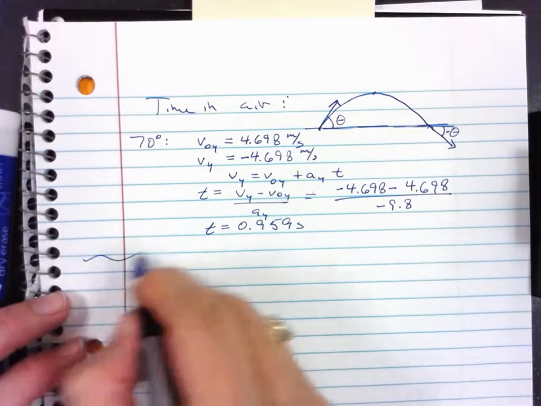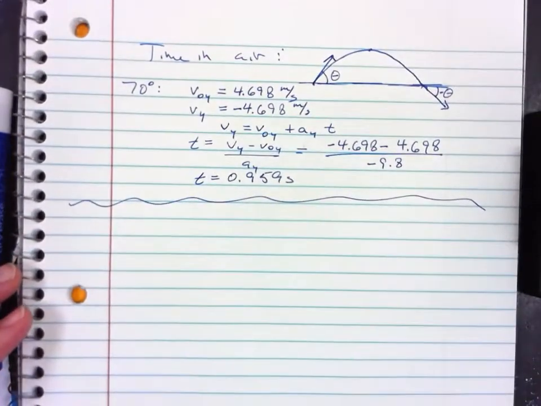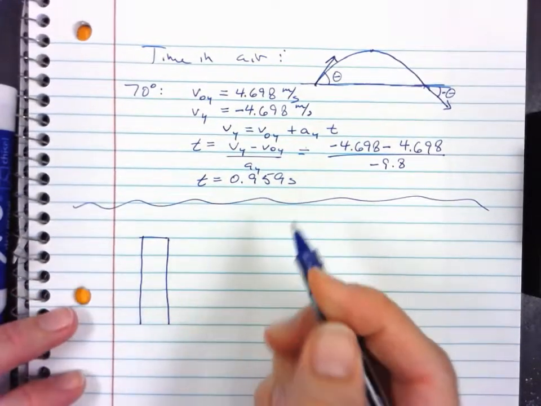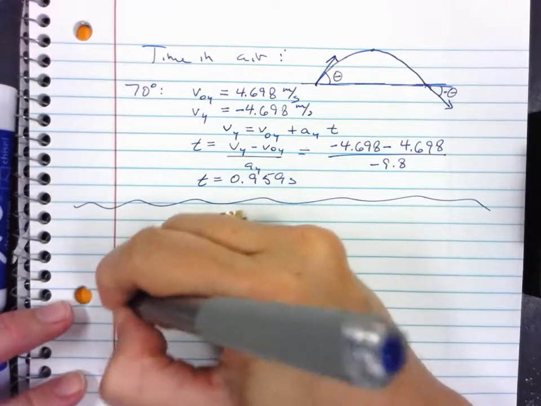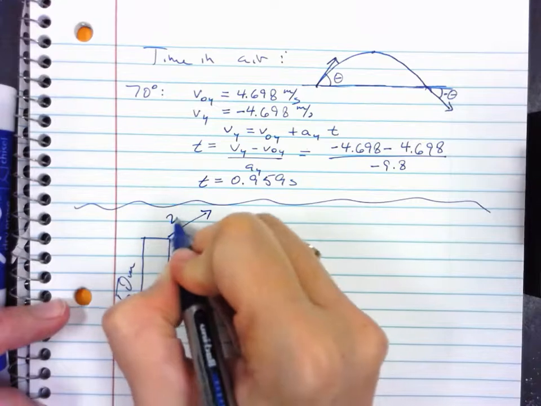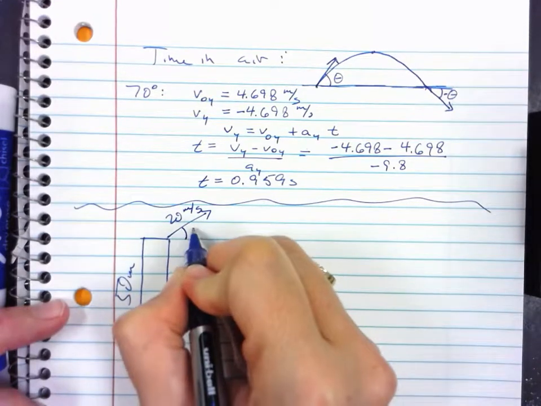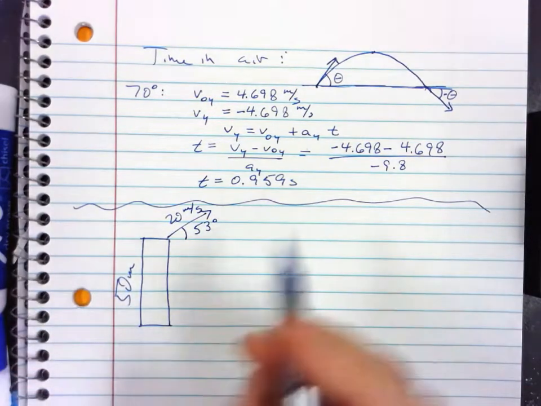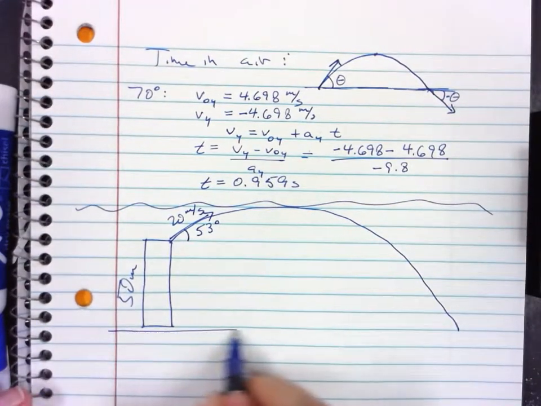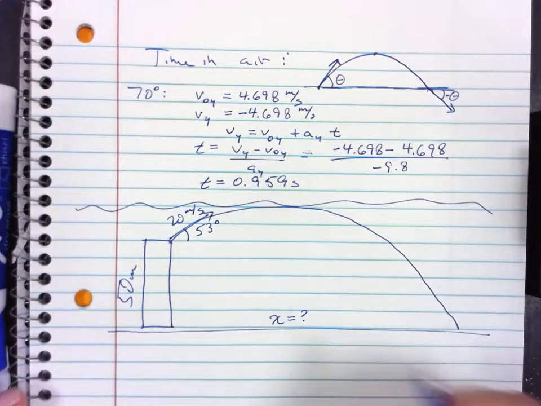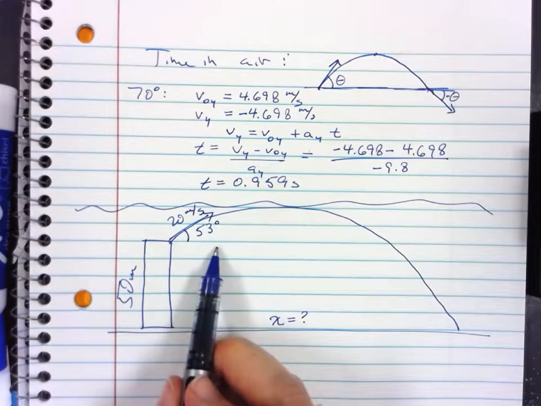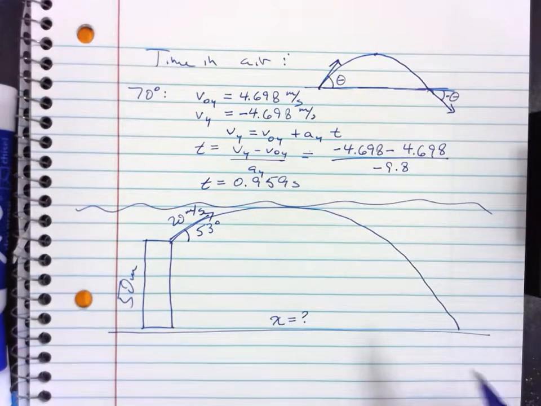So if I give you a totally different problem, let's pretend I'm going to throw something off this building. So if this is a 50-meter tall building, and I'm going to launch this object at 20 meters per second at 53 degrees, you know it's going to go up and come back down. And if I would eventually ask you, how far away does this thing land? You know how to find the x component. To find the time, you have some options.